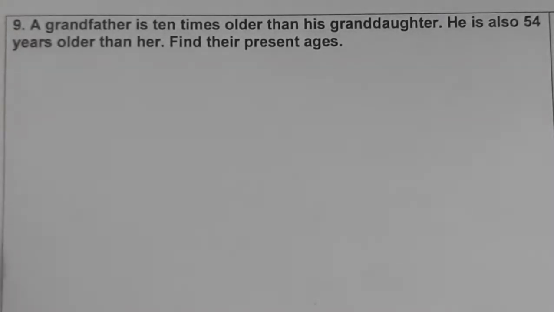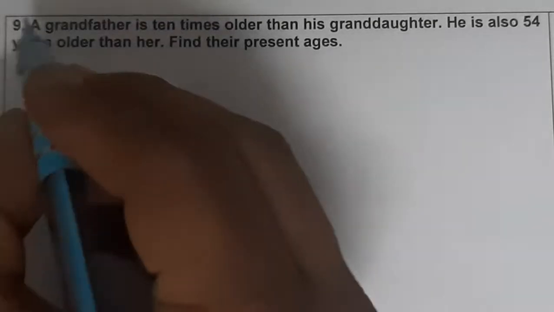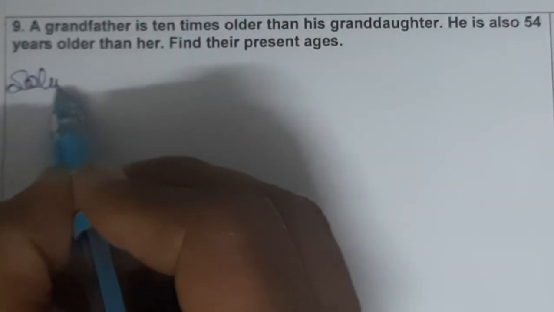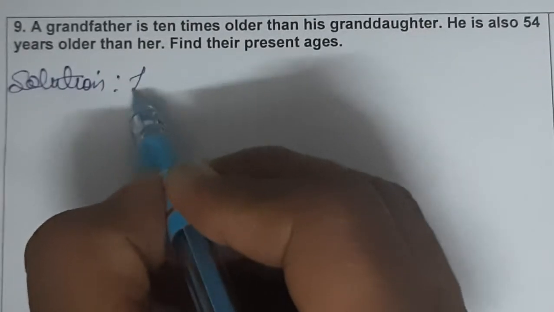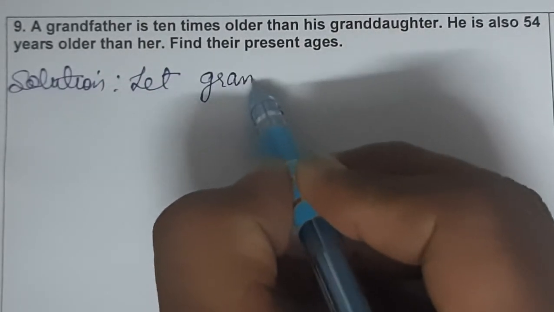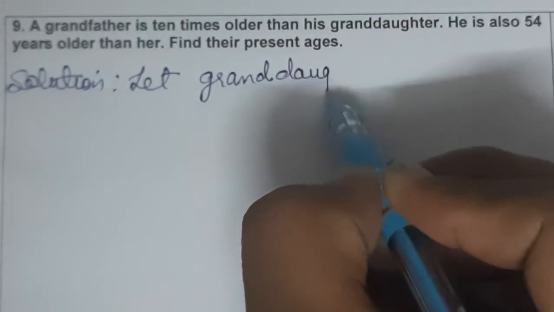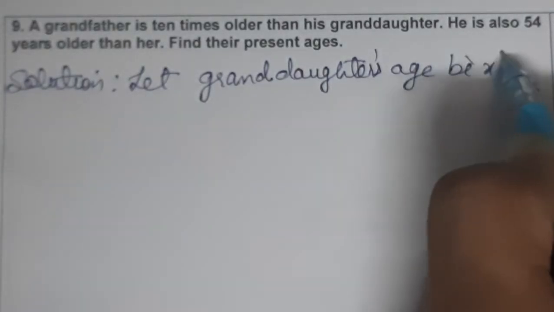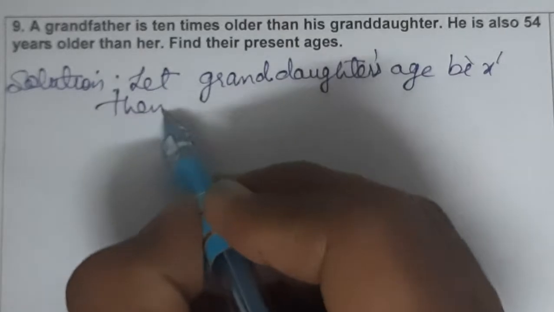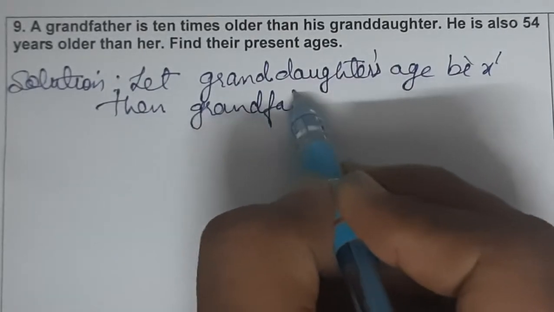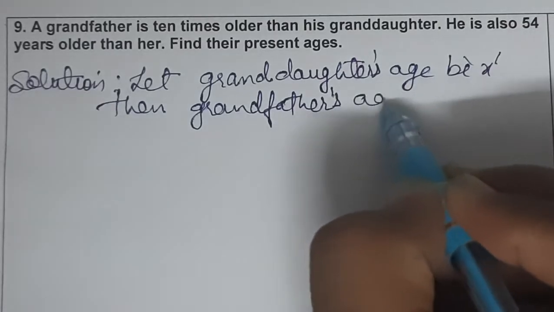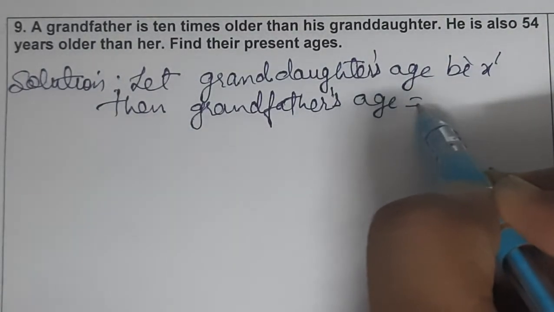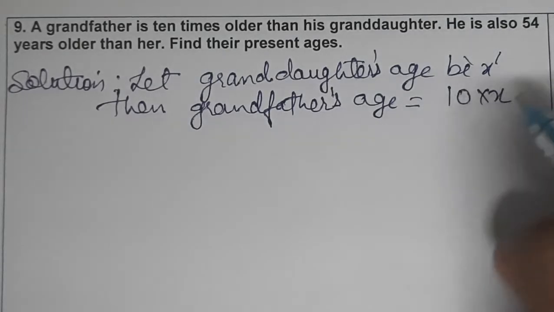Now, let us do question number 9. Reading the question, a grandfather is 10 times older than his granddaughter. So who is younger? Granddaughter. So let us assume, let granddaughter's age be x. Then grandfather's age equals 10 times granddaughter. So 10 times means 10 into x, 10x.